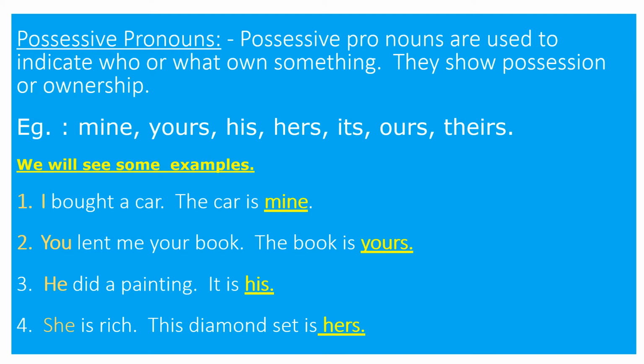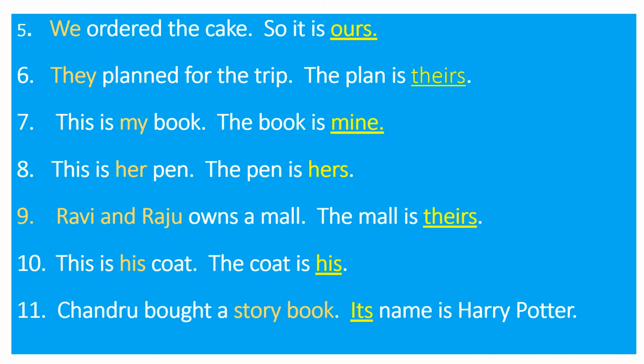The next sentence, he did a painting. It is his. So he is a pronoun and the possessive pronoun for he is his. Next sentence, she is rich. The diamond set is hers. So she is a pronoun and the possessive pronoun for she is hers. Now we'll move on to the fifth sentence. We ordered the cake, so it is ours. So we is a pronoun. And what type of pronoun is we? It is a plural pronoun. And for the word we, what is a possessive pronoun? Ours is a possessive pronoun.